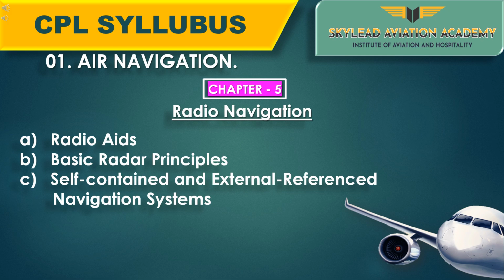Guys, radio navigation also consists of three major topics: radio aids, basic radar principle, self-contained and external references navigation system. So guys, this chapter deals with the radio frequency to determine a position of an object on the earth, and the basic principles are measured from and to electric beacons, especially angular direction, distance, ranging, Doppler shift, and we'll be learning deeply regarding all this in our upcoming videos. So let's proceed with the last and final chapter in air navigation, chapter number 6.